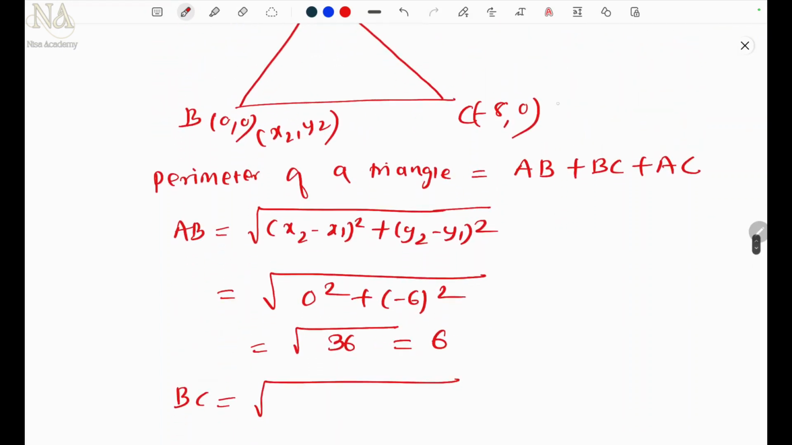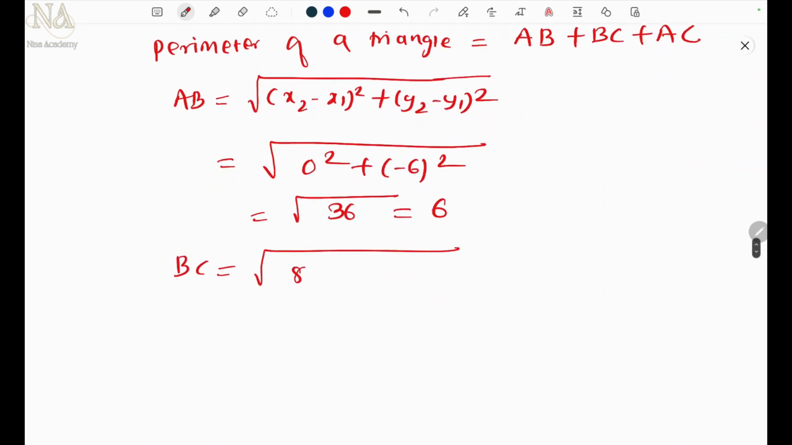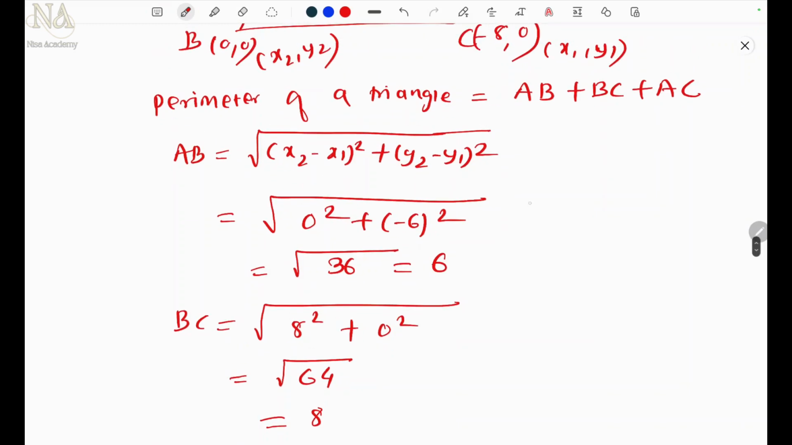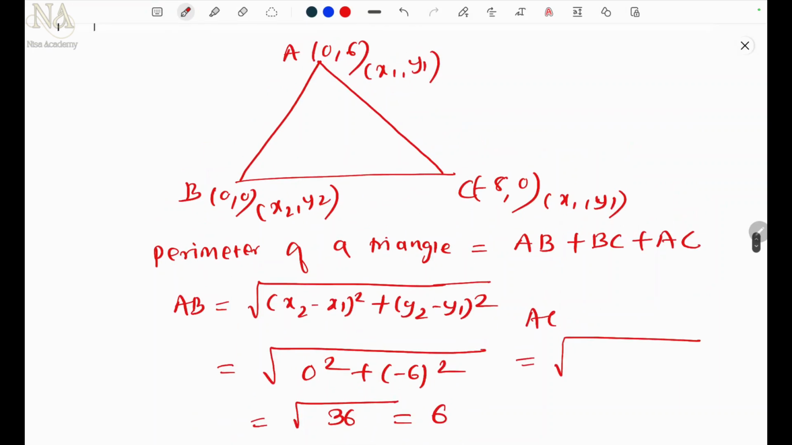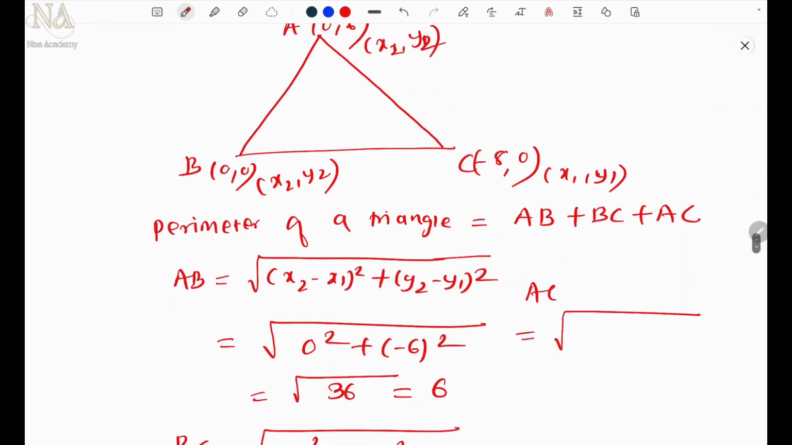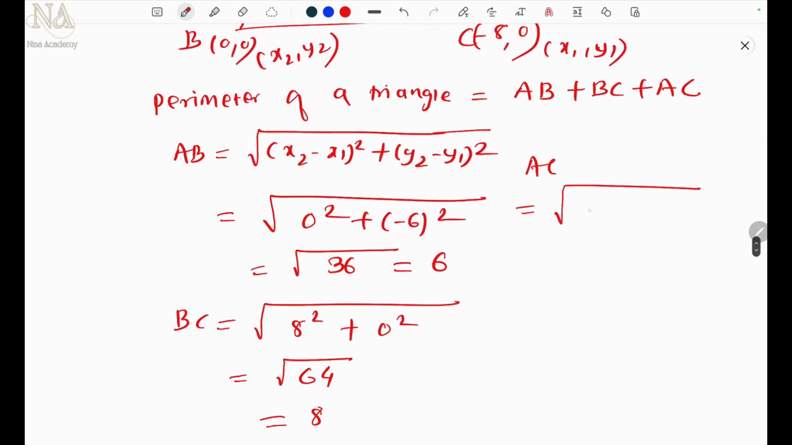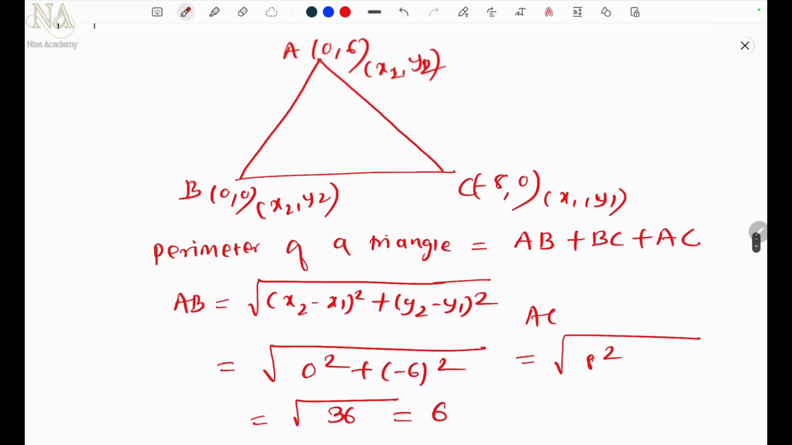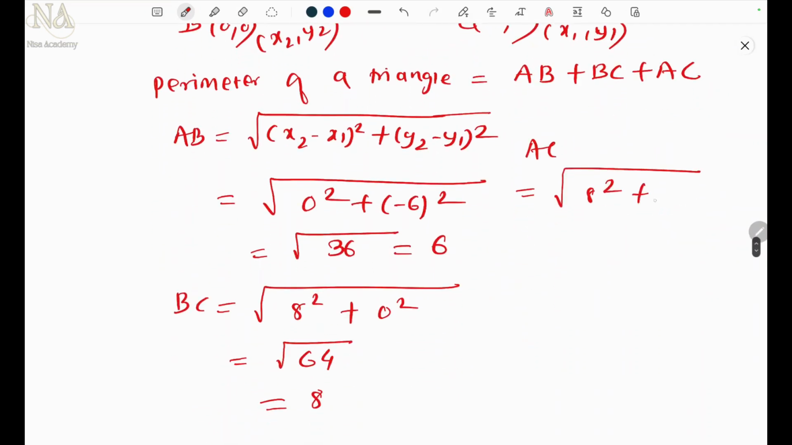So, if you see BC, we can take this as x1 y1 now. So, 0 minus of minus 8, which is 8 square, and that is 0 square, so which is 64. So, square root of 64 is 8. And the last is AC. So, we will take this as x2 y2 over here. So, x2, 0 minus of minus 8, which is 8 square, plus 6 minus 0, which is 6 square. So, which is 64 plus 36, which is square root of 100, which is 10.